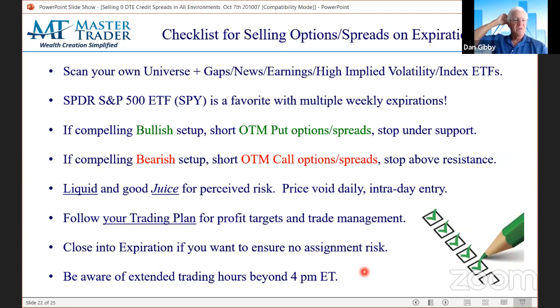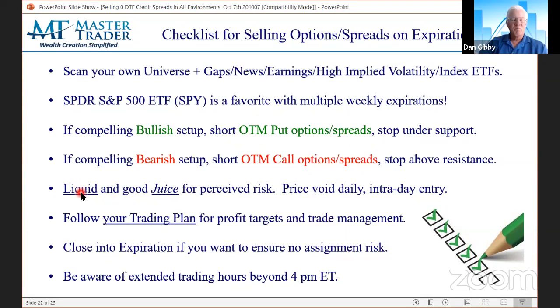All right, let's take a look at this real quick, and then we'll scan together to see if we can find some of these. So here's my checklist for this approach. Scan your universe: gaps, news, earnings, high volatilities. Make sure they're liquid, of course. Spiders is a favorite. It's really just doing everything that we just showed you here. If it's a bullish setup, sell out of the money put spreads, under support, stop the low.